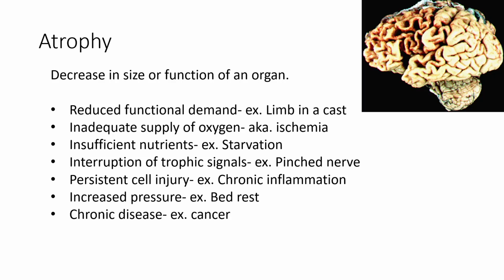Inadequate supply of oxygen, also known as ischemia. So if you have a constriction of blood flow that prevents adequate oxygen delivery to a particular part of the body, that can cause atrophy. Insufficient nutrients, so starvation, can cause atrophy. Interruption of trophic signals. A pinched nerve is an example of something that can interrupt trophic signals.